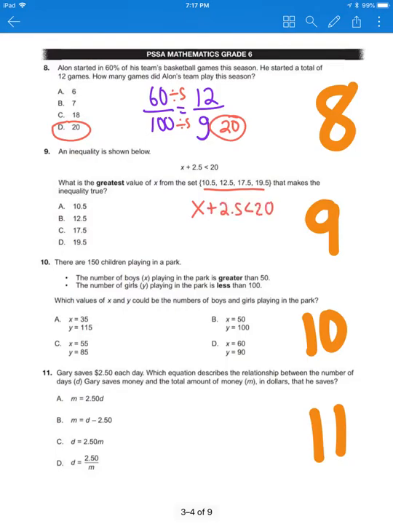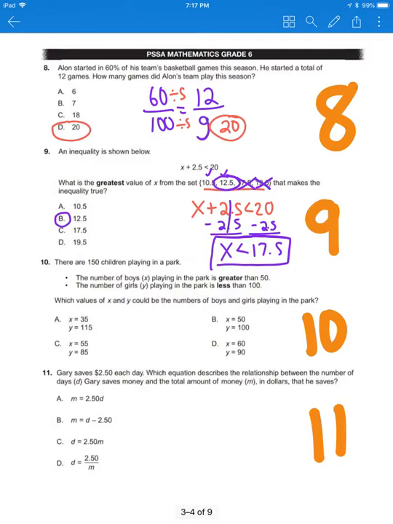Now remember, to solve it, it's just like an equation. I'm going to minus 2.5, I'm going to minus 2.5. Cancel. X is less than, and 20 minus 2.5 is 17.5. So to be a solution, x has to be less than 17.5. So that means 19.5 can't be a solution. 17.5 can't be a solution because it's got to be less than it. So these are the two possible solutions. Now, this says which is the greatest value that makes the inequality true? So 12.5 is the greatest value, B.